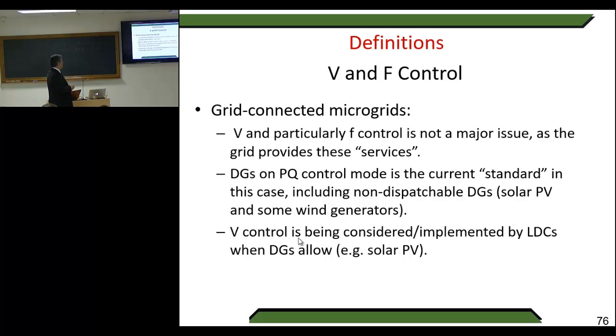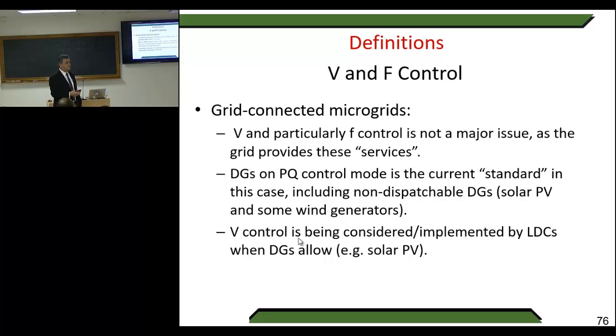Okay. So in grid-connected microgrids, voltage and particularly frequency control is not a major issue. This is the first message from us, as they are provided mainly by the grid services, so you will be supported by the grid. Second, DGs and PQ control mode is the current standard in this case, including non-dispatchable distributed generators like solar photovoltaic and some wind generators. So you normally go to a PQ control, you have some power factor, you try to move with MPPT, with the maximum power, and you rely on the network to support this.